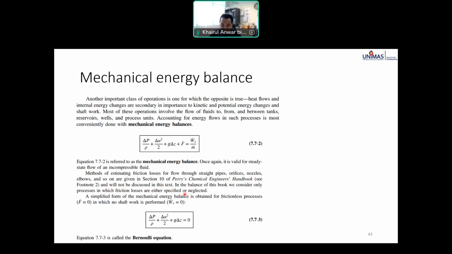If it's given, then you need to count it in. If the value of F is given, then you just use it. A simplified form of the equation is obtained for frictionless processes, meaning F is equal to 0, in which no shaft work is performed. Then equation 7.7-2 will be simplified to 7.7-3. So 7.7-3 is the Bernoulli equation.